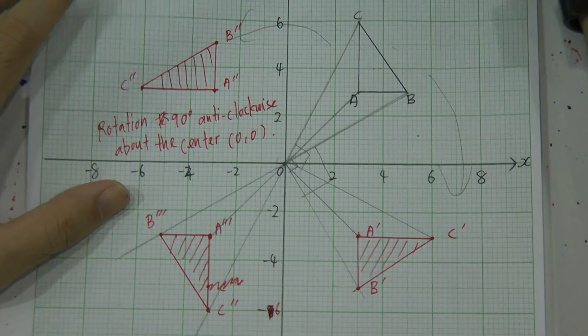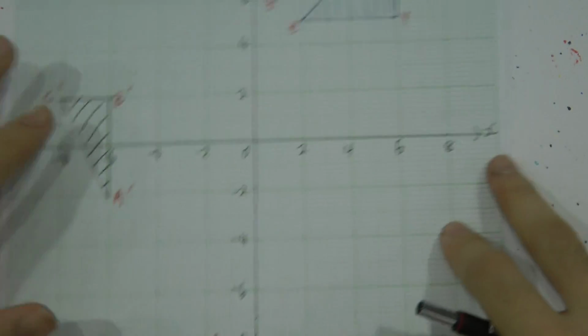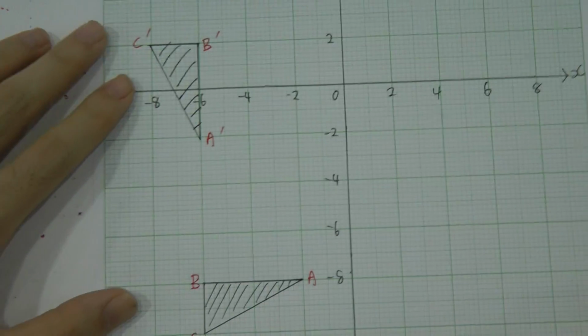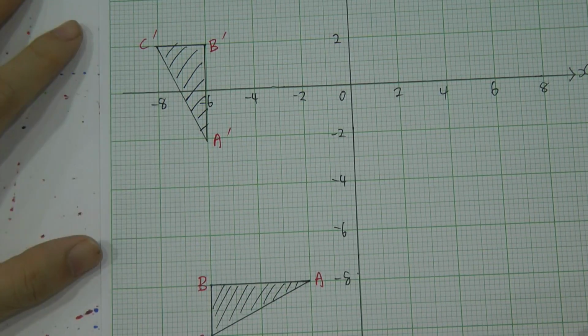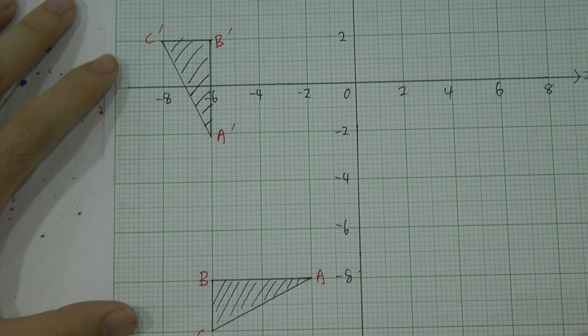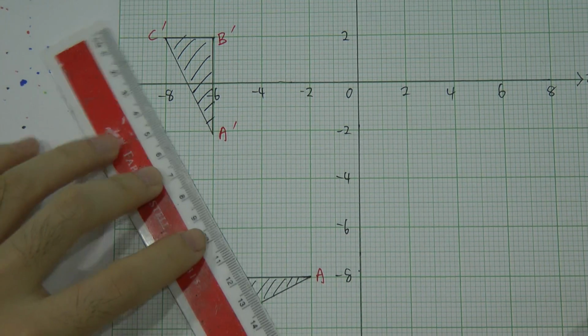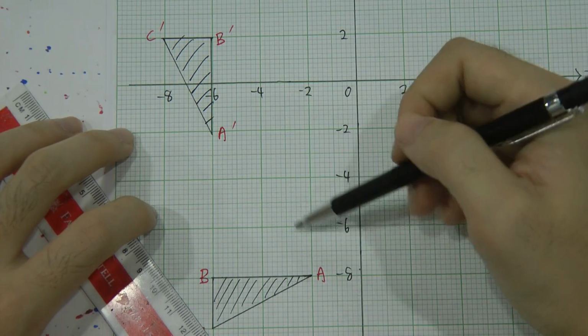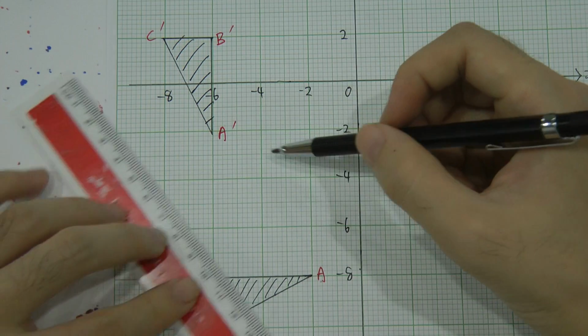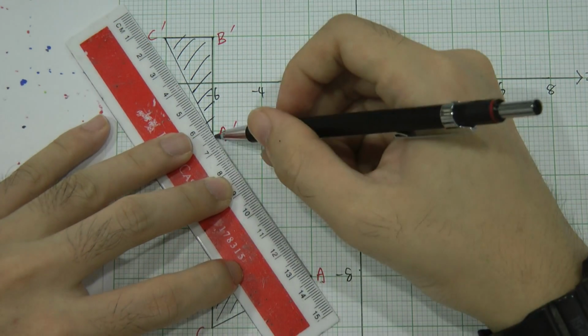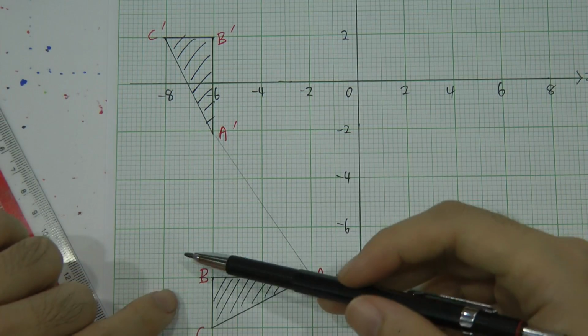Okay, let's have a look at this one. If you got something like this, how are you going to find the center point? The way to find the center point is very simple. Let's say this is A, and this is the A image. What I do is I connect them, and then I form a perpendicular bisector.